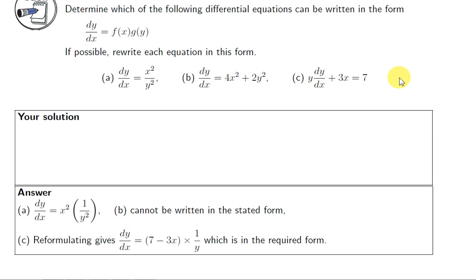What about this equation here? Well, we get dy/dx on its own: subtract 3x from both sides, so we get 7 minus 3x on the right hand side, and divide both sides by y. So now we have it in the form of a function of x times a function of y.